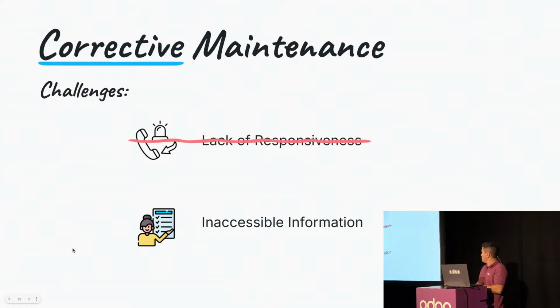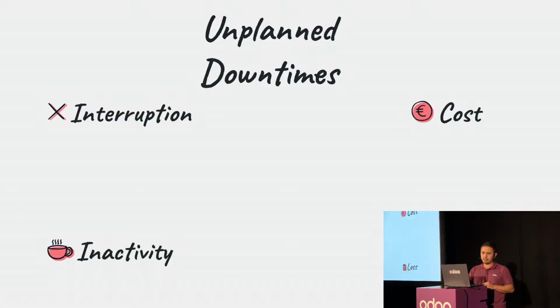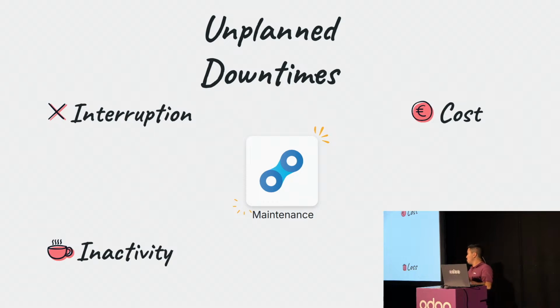Right, so we just saw that we can eliminate the lack of responsiveness thanks to this great integration between shop floor and maintenance. And the information, thanks to the worksheet, is accessible and you can customize it the way you want. That being said, one of the main reasons for giving this talk is that few people use the maintenance app because they don't know all the features that we have.